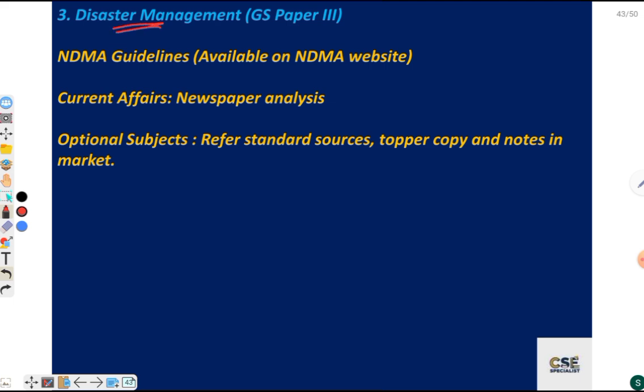Disaster management, which comes under GS Paper 3. Here you can mainly rely on current affairs, but you should have separate notes on disaster management so you can easily use them in the mains paper, and refer to NDMA guidance as and when required. For optional subjects, refer to standard sources, toppers' copies and notes.